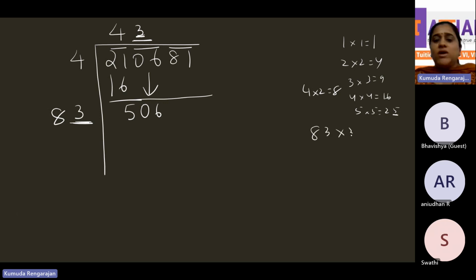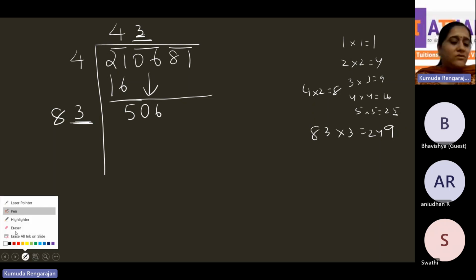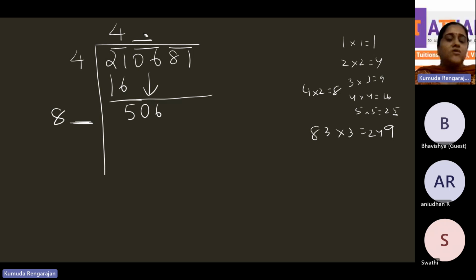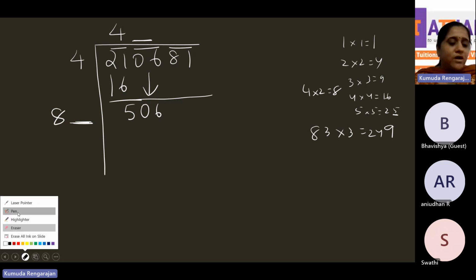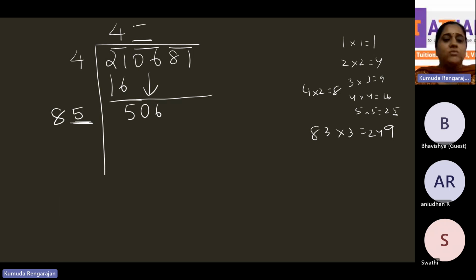83 into 3. What is the idea? You must get 506 or a number just less than 506. So 83 into 3: 3 3s are 9, and 24, so 249. 506, there's a lot of gap, no? So let's try 5. If you place a 5 here, you must place a 5 here also.